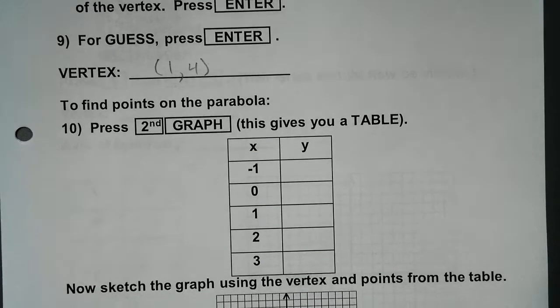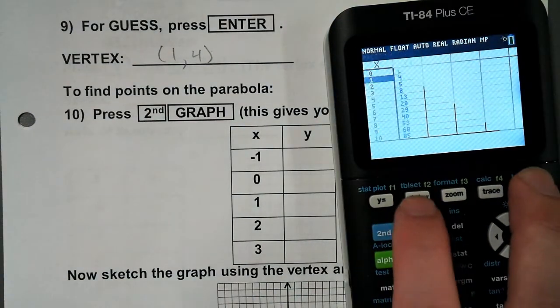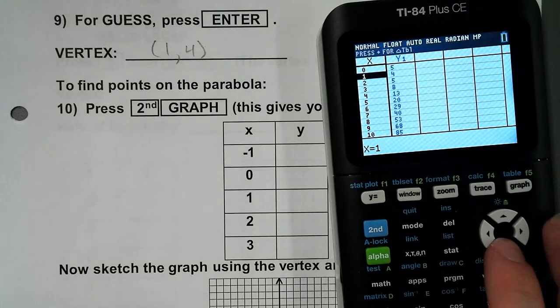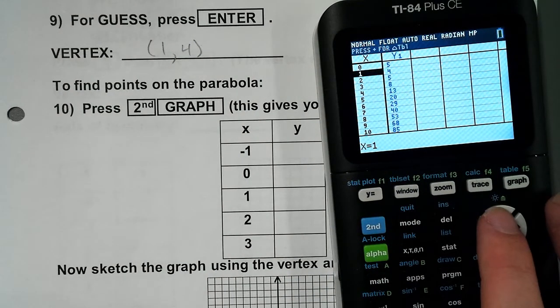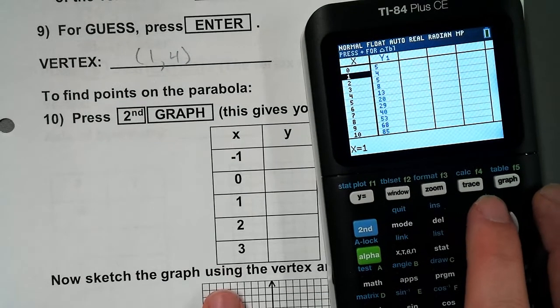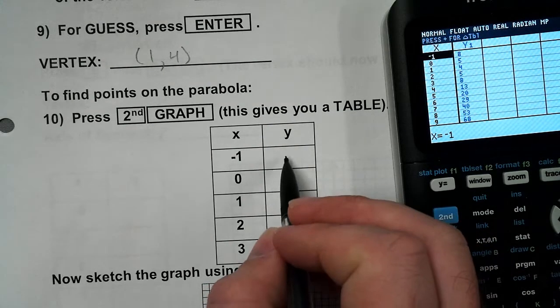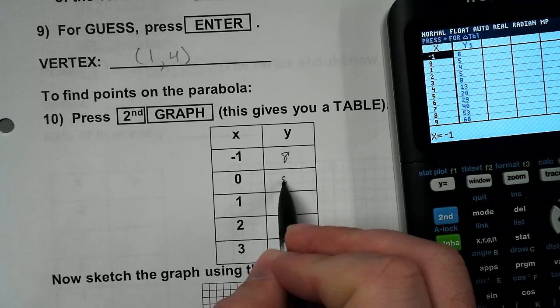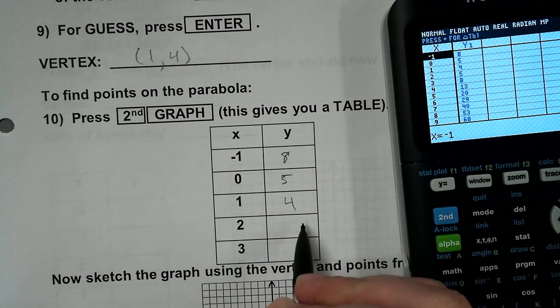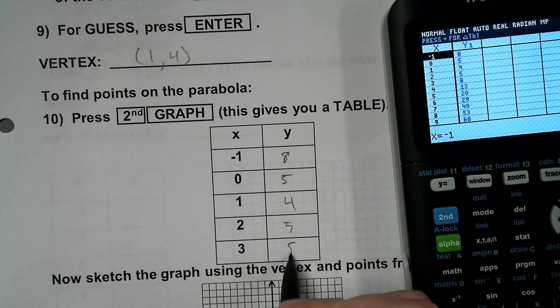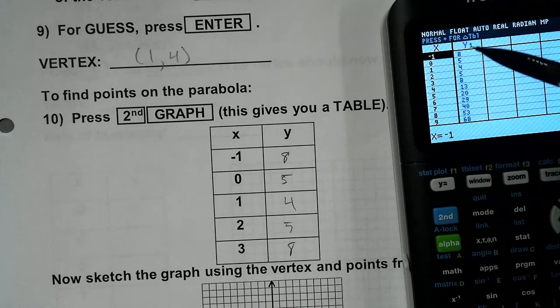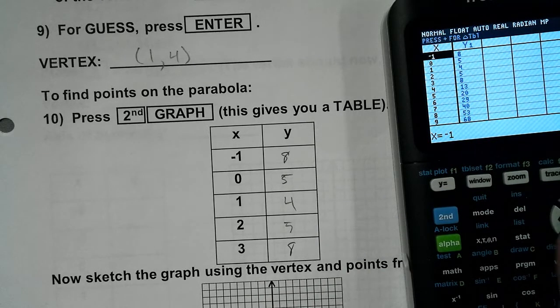To find your points on your parabola, you hit second graph and it pulls up your table, and you can check all of your points. It wants us to fill in these points right here, so let's go up to -1. It says 8, 5, 4, 5, and 8. All I'm doing is filling in the points exactly as what I got on the table.